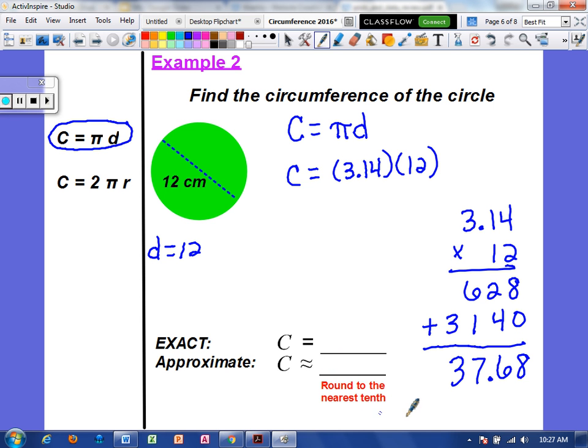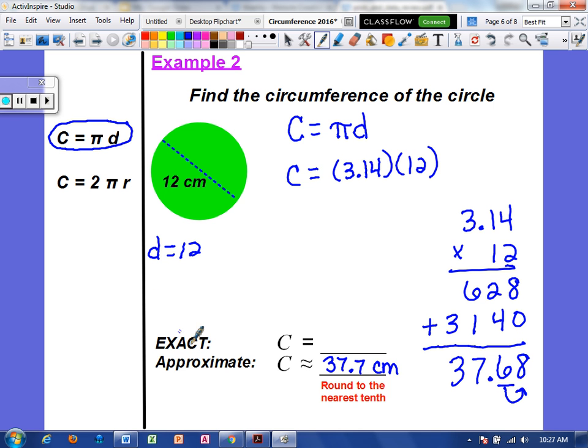So it says to round to the nearest tenth here, so here's the tenths place. 8 is greater than 5, so that's going to bump up. So our approximate circumference is 37.7 centimeters. Again, it's approximate because 3.14 is an approximate value for pi.